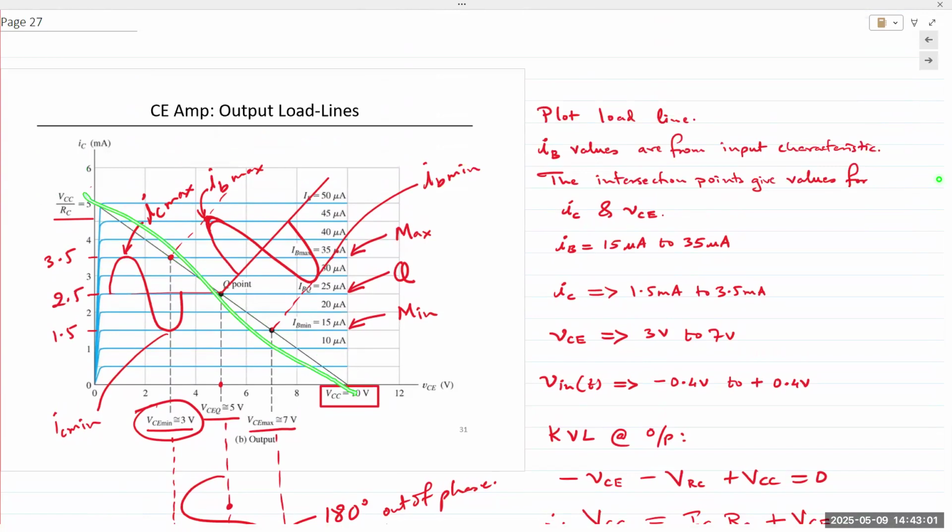Once you join the load line, it is going to intersect all of these output curves. Every single output curve, this is for 5 microamps, by the way, is a data set representing the value of IC as a function of VCE.